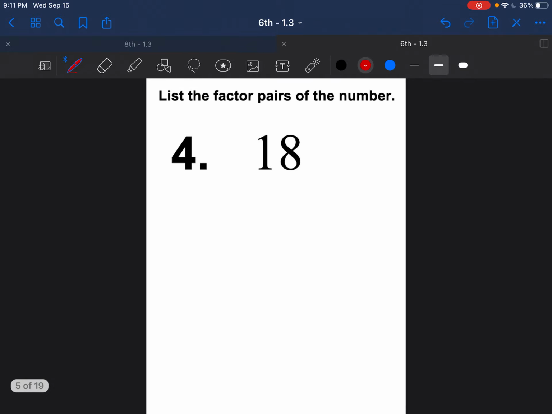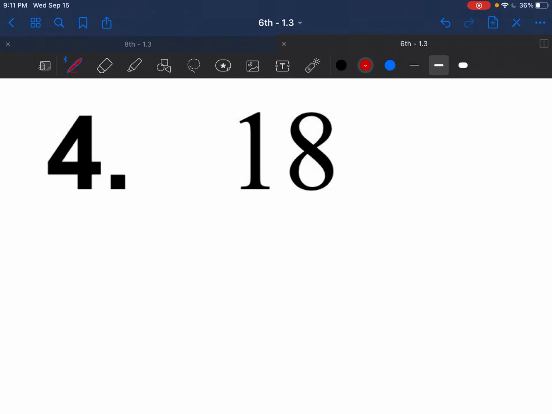Let's do another one. Number 18. List all the factor pairs. So I know we have 1 and 18. I have 2, and what number goes into 18? 2 and 9, right? 2 times 9 is 18. I have 3.